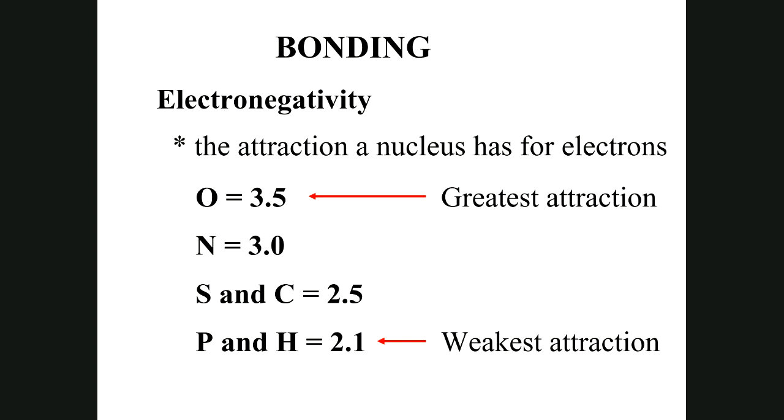Nitrogen, electronegativity of 3, slightly less than oxygen. So both of those are pretty strong. Sulfur and carbon, 2.5, getting weaker. Phosphorus and hydrogen, 2.1, the weakest. So hydrogen bonds are pretty weak here. When you talk about hydrogen bonds, very weak electrostatic attraction for electrons.